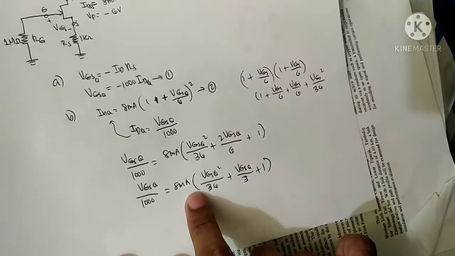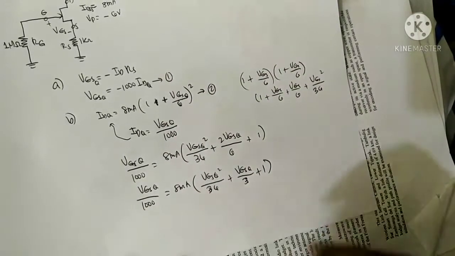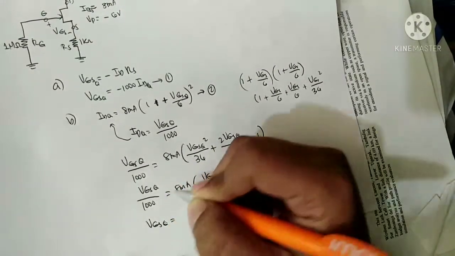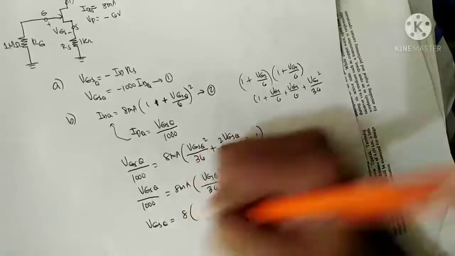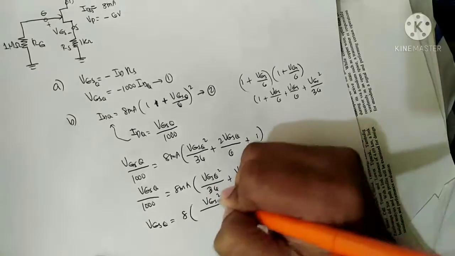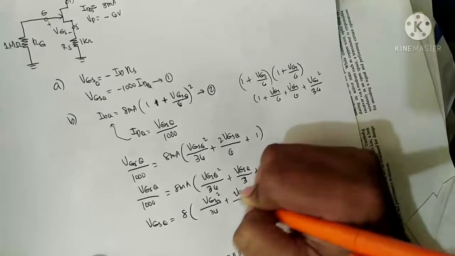Then you distribute 8 milliamps. You can either distribute this one or you multiply this one with 1000. So multiply 8 milliamps by 1000, so that would be equal to 8. So VGS squared over 36 plus VGS over 3 plus 1.